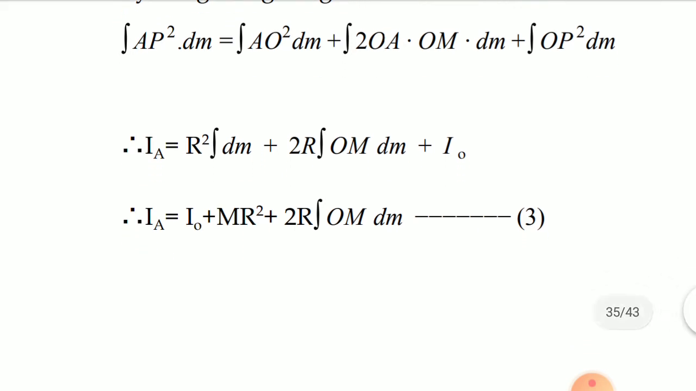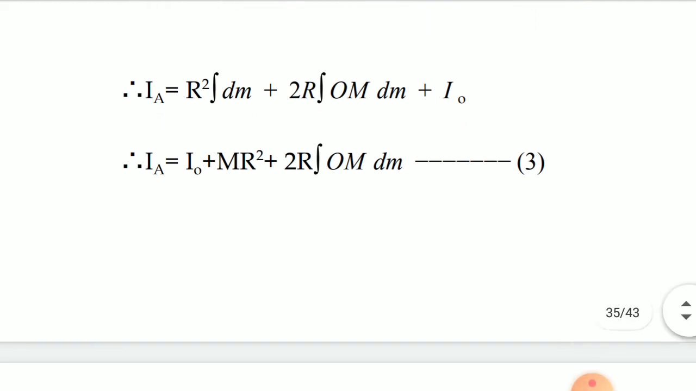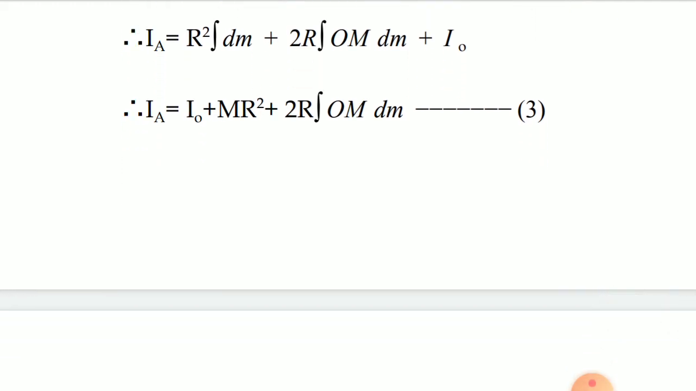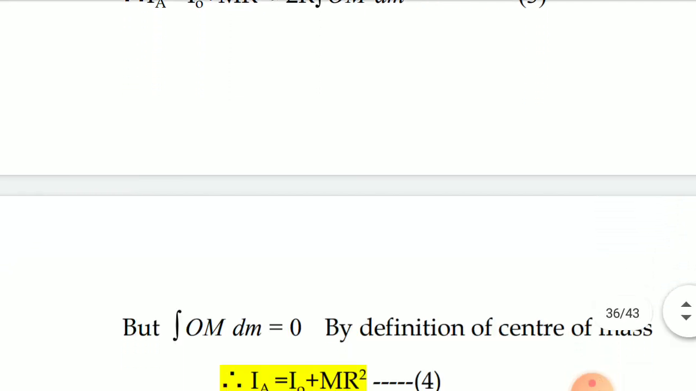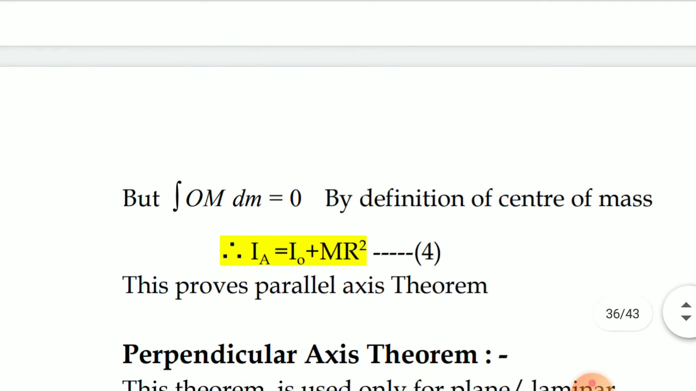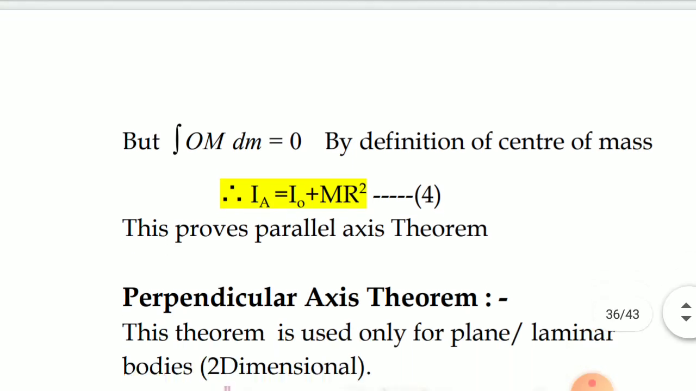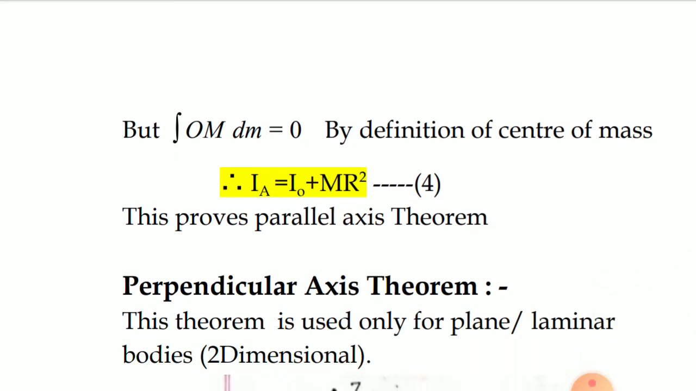But because all the particles which are away from O are equally distributed on all sides, the integration of OM dm, by the definition of center of mass, will be equal to 0. So that last term in that equation number 3 will be actually equal to 0, and you find that IA is then only equal to IO plus MR squared. This proves your parallel axis theorem.